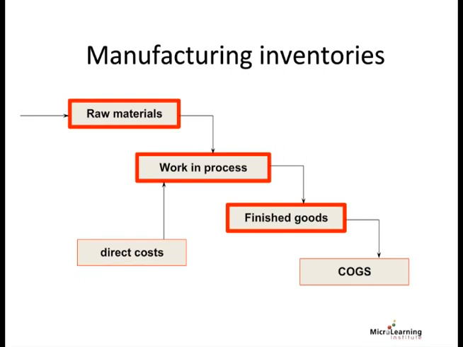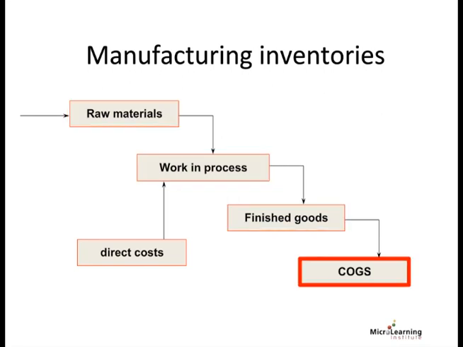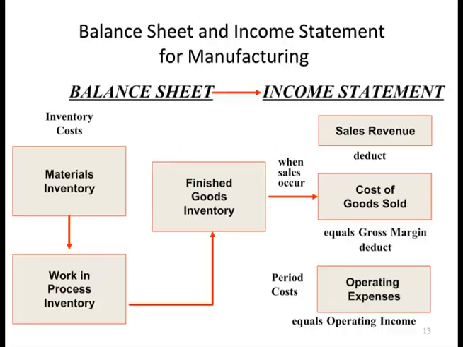The inventory valuation on the balance sheet of a manufacturing company includes the total cost of raw materials plus work in process plus finished goods. When the inventory is sold to a customer, the value of the inventory sold is recognized as a cost of goods sold expense in the income statement. In the income statement, the cost of goods sold is deducted from the revenue earned to give the gross margin. Operating costs are then deducted from gross margin to give operating income.